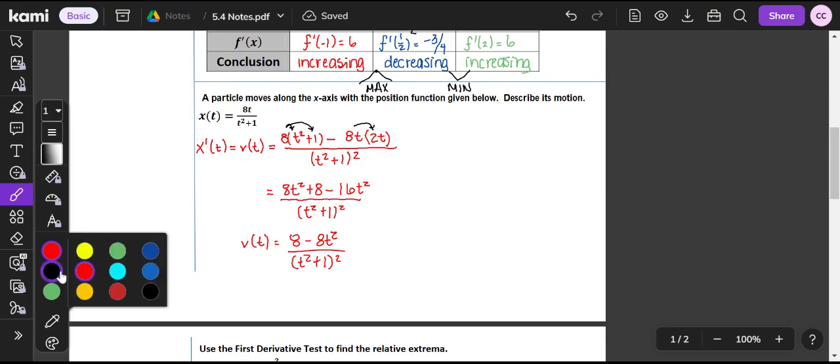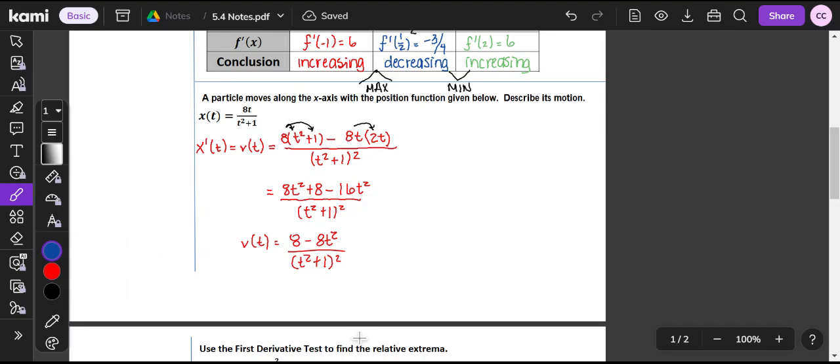So let's do the easy part first. Let's figure out where this is equal to 0. To do that for a quotient, you really just have to figure out where the top is equal to 0. Because if the top is equal to 0 and we divide it by a number, 0 divided by a number is 0. So I'm going to set 8 minus 8t squared equal to 0. And I'm going to get 8 equals 8t squared. And then I'm going to get 1 equals t squared. So t should equal the square root of 1, which is plus or minus 1.